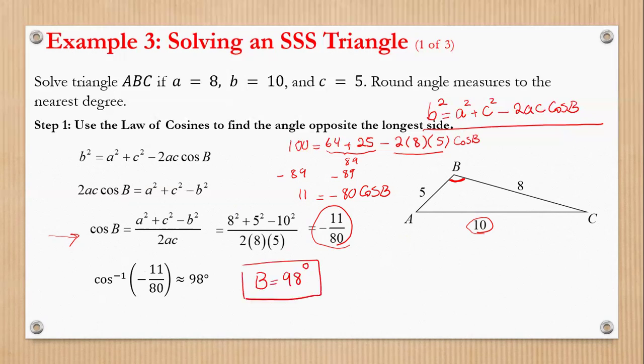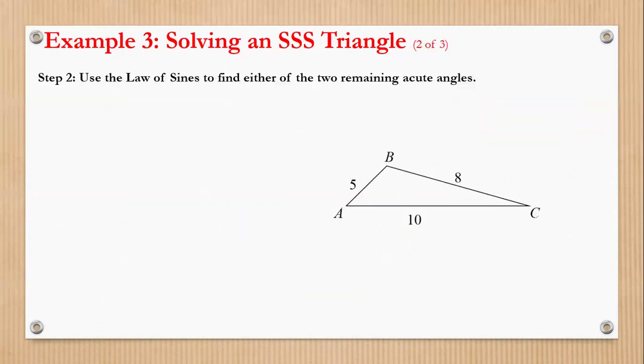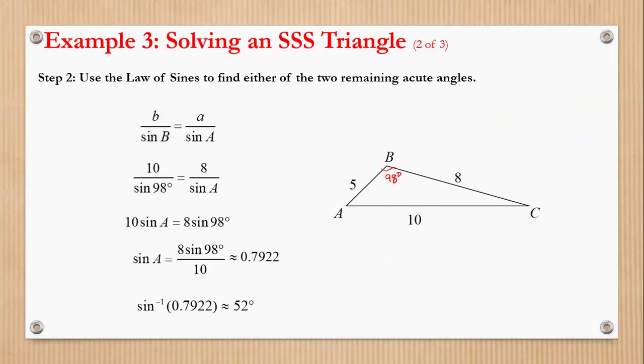After finding this angle, now we can use law of sine to find either of A or C. So we know so far that B is 98. And since we have angle B, for sure one of my fractions should be b over sine B. And if you want to find angle A, you are going to use a over sine A. But if you want to find angle C, you put c over sine C. Replace numbers, find sine A, and then use inverse sine, and you get 52. So angle A is 52 degrees.